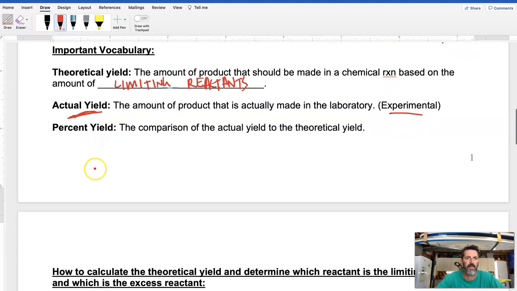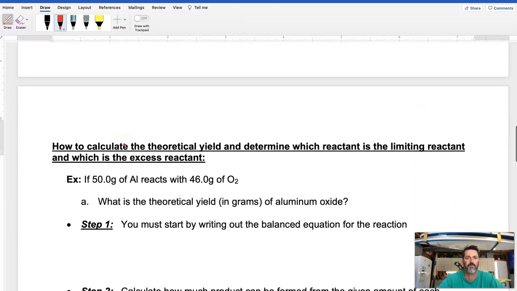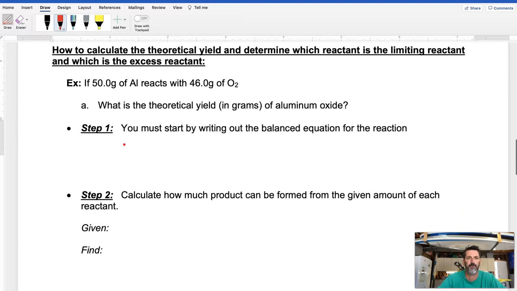And then if you remember, the last thing you did is you calculated a percent yield. You basically compared, here's how much I made, here's how much I'm supposed to make, what's my percent yield? So we'll do that in a second. All right, so you can use these notes on the quiz that we're going to have on whatever our next class period is, just to point that out.